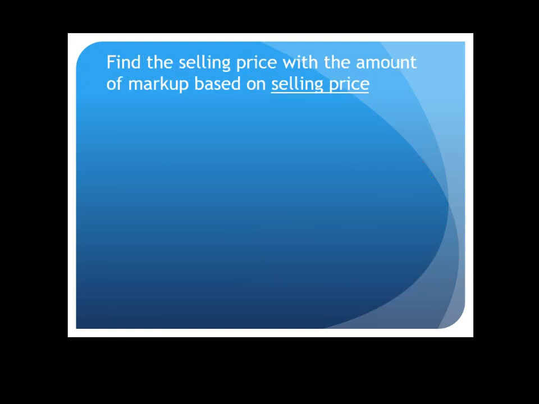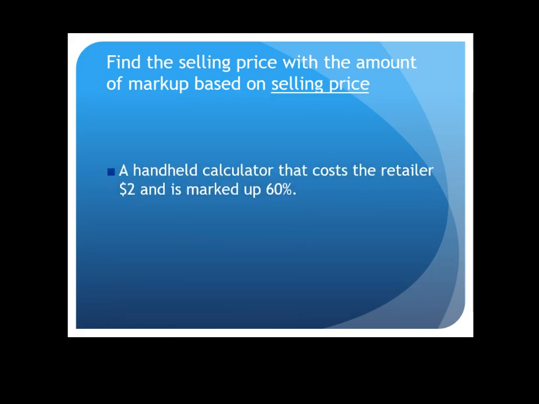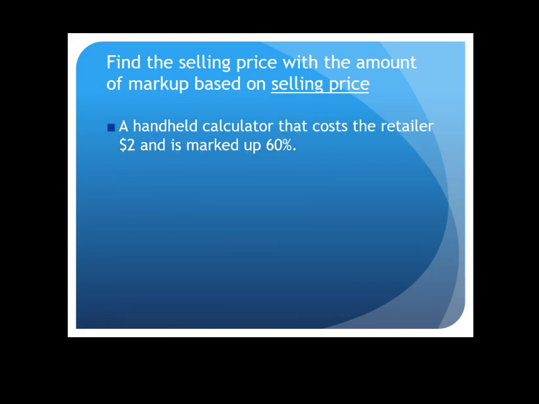Okay. Find the selling price with the amount of markup based on selling price. This one's going to be a little bit different. So we'll go back to this formula, see if we can use that to help us. We want to find the selling price, so I don't know P. It costs the retailer $2, so that's the C. It was marked up 60%.